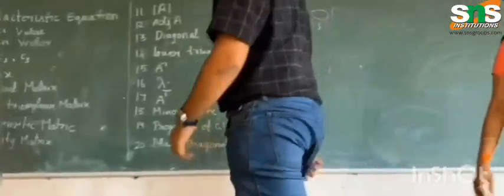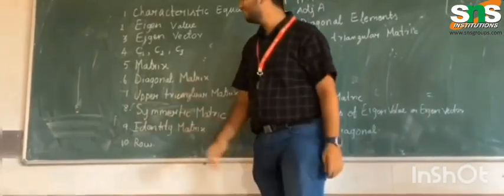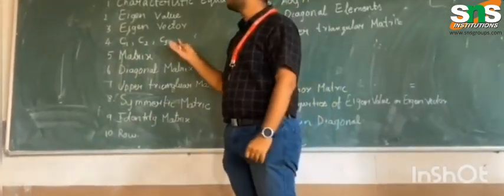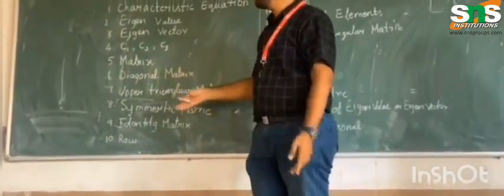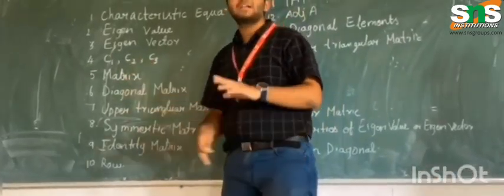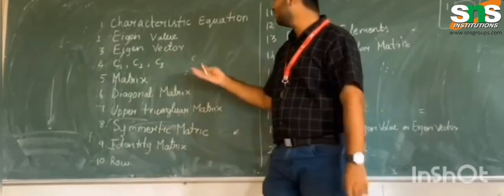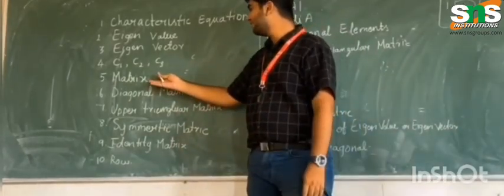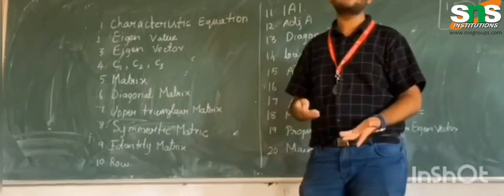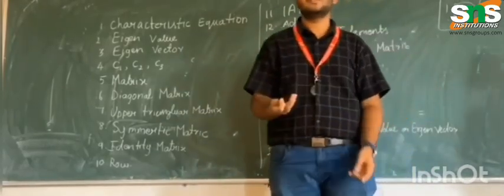Anyone come and say what is C1, C2, C3? I am going to explain C1, C2 and C3. C1 is the sum of the leading diagonals of the given matrix. C2 is the sum of the minors of the leading diagonals of the given matrix. And C3 is the determinant of the given matrix. And a matrix is a rectangular array of elements arranged in rows and columns.